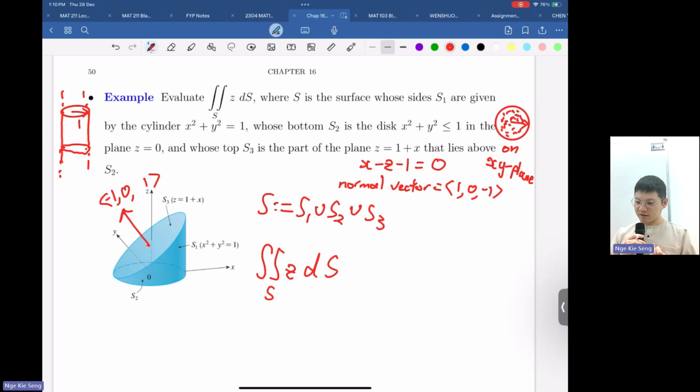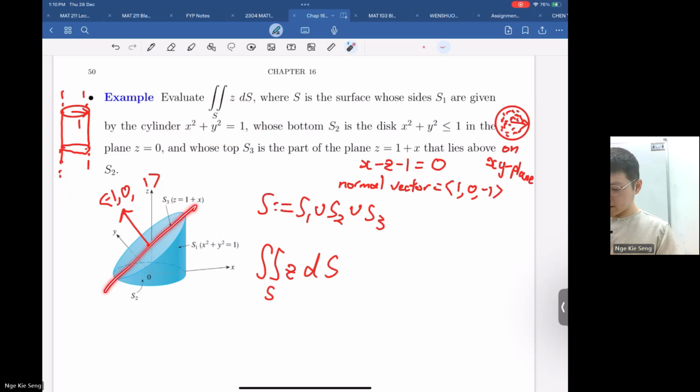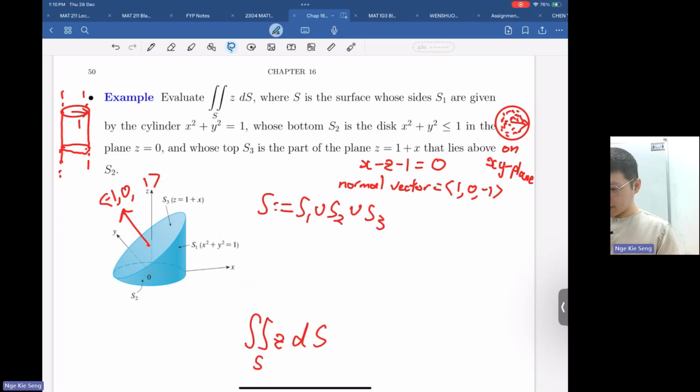It is not very precise if I write this. Do you see any problem if I write it like this? Because this cylinder is supposed to be an infinite cylinder, but we want it cut by this plane here. So we need to introduce some restriction to this cylinder, right? So we need to redefine our S1, S2, S3 actually.